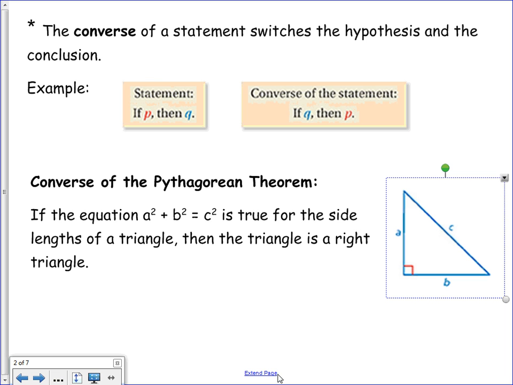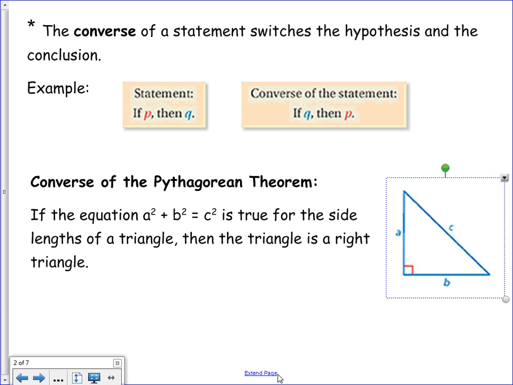then part. So as an example, if we have the statement if P then Q, the converse is if Q then P. So remember the Pythagorean theorem said that if we have a right triangle, then it will be true that a squared plus b squared equals c squared. Now the converse says if the equation a squared plus b squared equals c squared is true for the side lengths of a triangle, then the triangle is a right triangle.